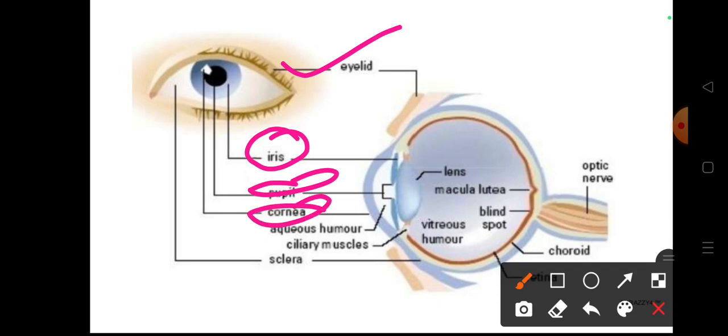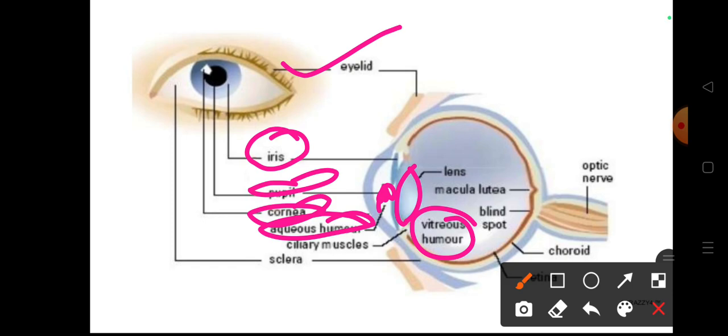In between the cornea and lens, what liquid is there? That liquid is called aqueous humor. Then behind the lens, another liquid is there. Okay, it's a transparent liquid. It's vitreous humor. Aqueous humor and vitreous humor, these are two types of liquids present in our eyes.